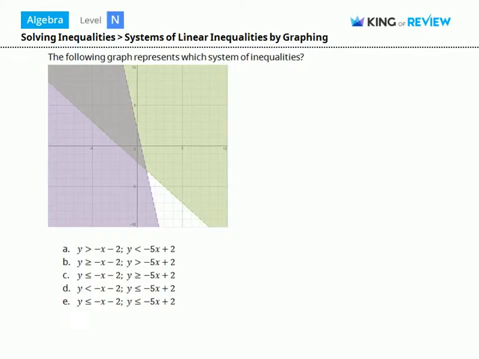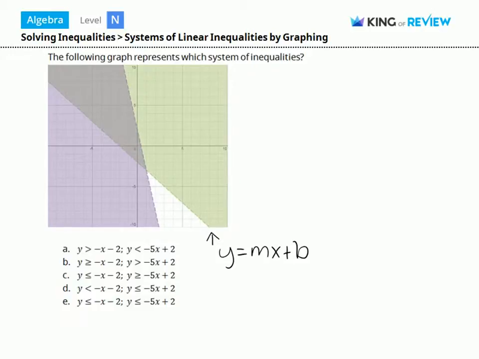The following graph represents which system of inequalities? Let's first look at this line here. We want to put this in y equals mx plus b form. This is slope-intercept form, where m is slope and b is the y-intercept.